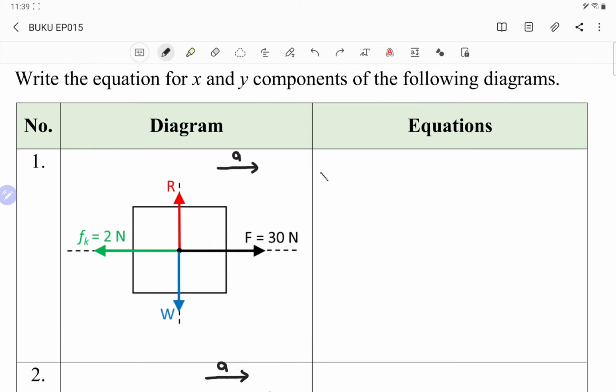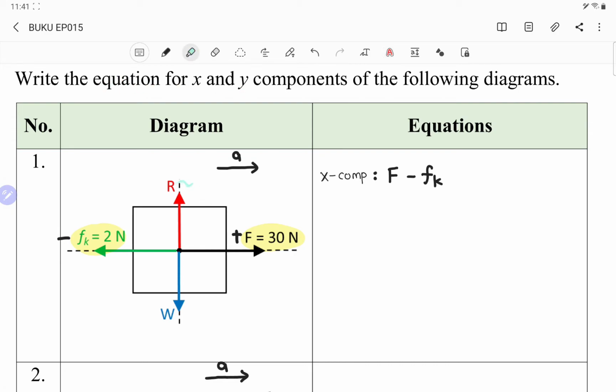Okay, so let's write the equation for the X component. So along x-axis, we have F equals to 30 minus friction force. Okay, and then F, dia follow direction of the acceleration. So this one is going to be positive, this one is negative. So we're going to write it as F minus Fk. And then I don't want to substitute the value yet sebab kita baru nak tulis equation sahaja.